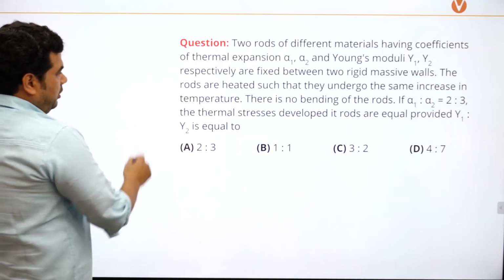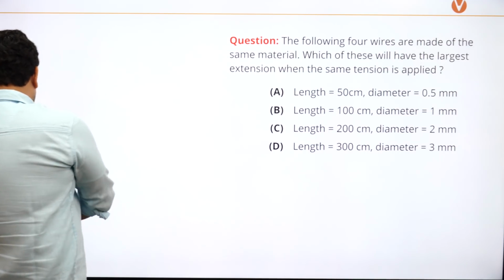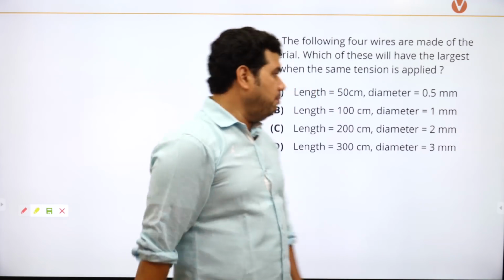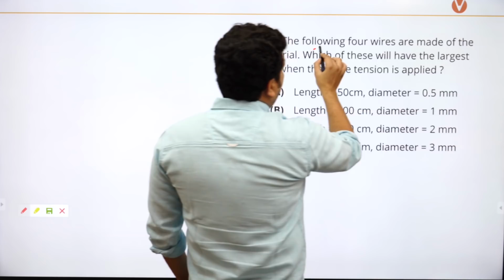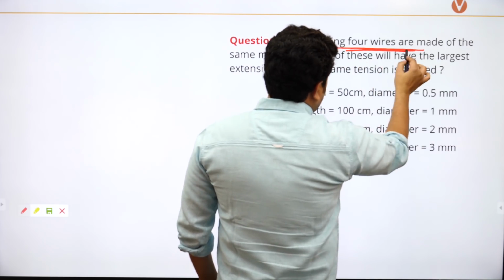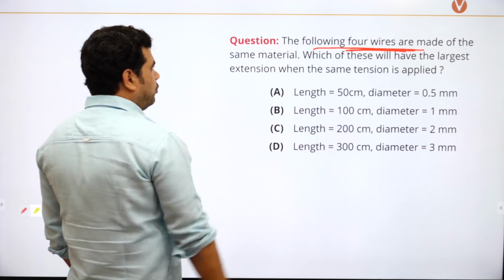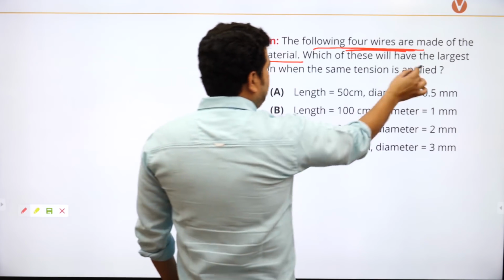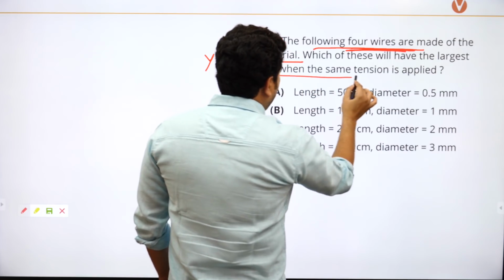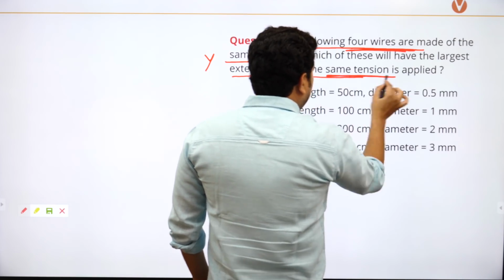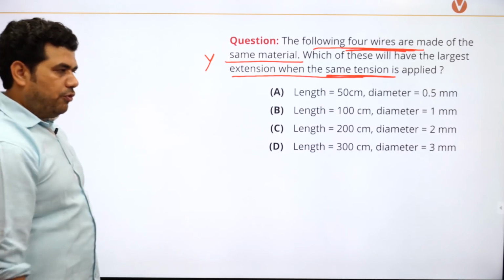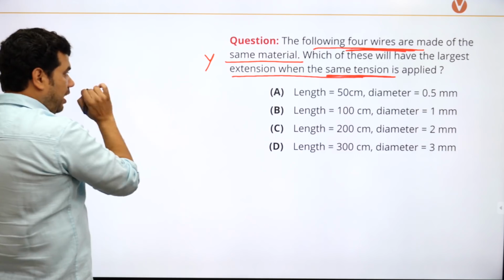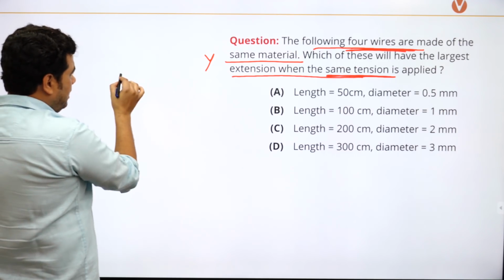This is a very easy question. Now the next question that we have to tackle is also of the same level. See, the following 4 wires. There are 4 wires, dear students, made of the same material. Which will have the largest extension when the same tension T is applied? So we just make the formula for extension, since the same tension is applied.